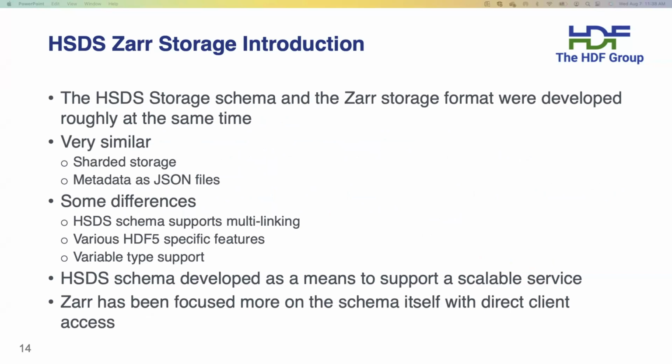There are some differences. The HSDS schema supports multi-linking, i.e. you can have a data set that has links from two different groups. Various HDF5 subfeatures are supported in the HSDS schema, and variable type support is there. I guess it's maybe more of a difference in philosophy than anything else, in that the HSDS schema was developed as a means to support a scalable service, whereas with Zarr, the schema was the focus of the effort.